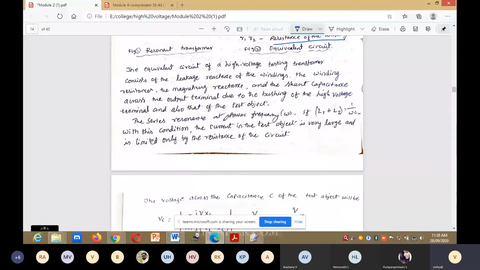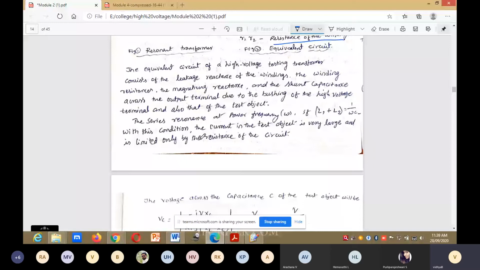The series resonance at power frequency omega occurs if L1 plus L2 is equal to 1 divided by omega C. With this condition, the current in the test object is very large and is limited only by the resistance of the circuit.